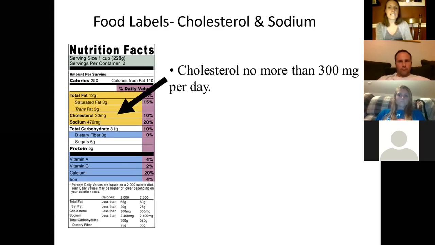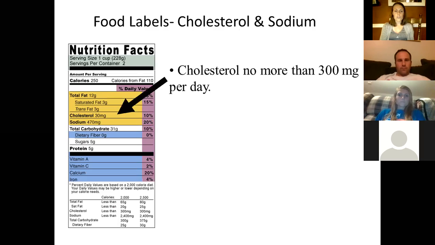Our goal for cholesterol is to get no more than 300 milligrams per day. If we look at this one, we could eat 10 servings of this food in order to get our maximum 300 milligrams. And that's going to be for the average person. So if you had a history of heart disease or high cholesterol in your family, that's something that you would want to consume less of.